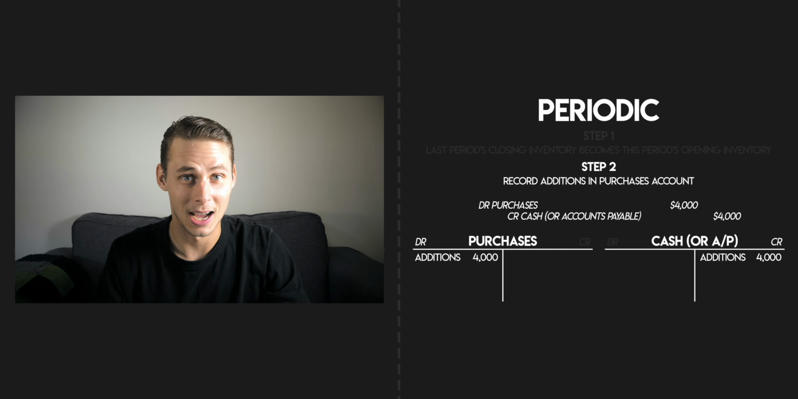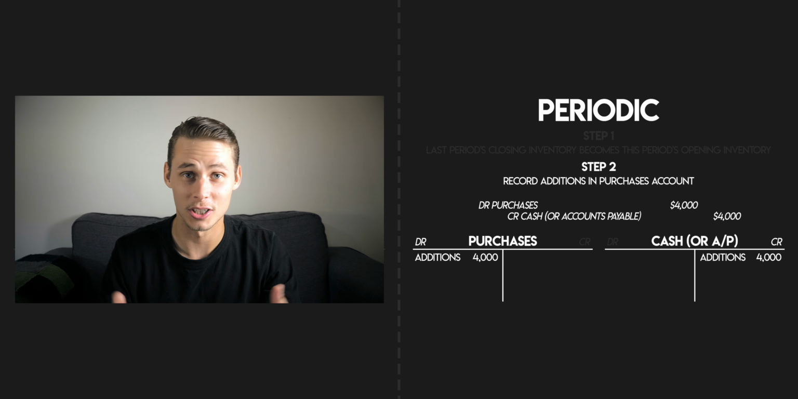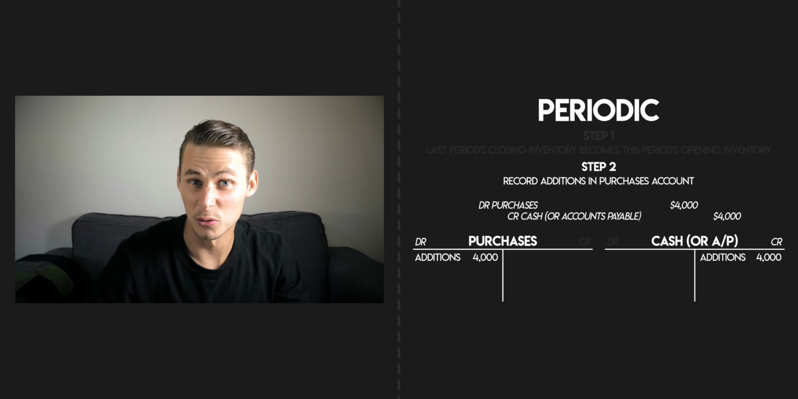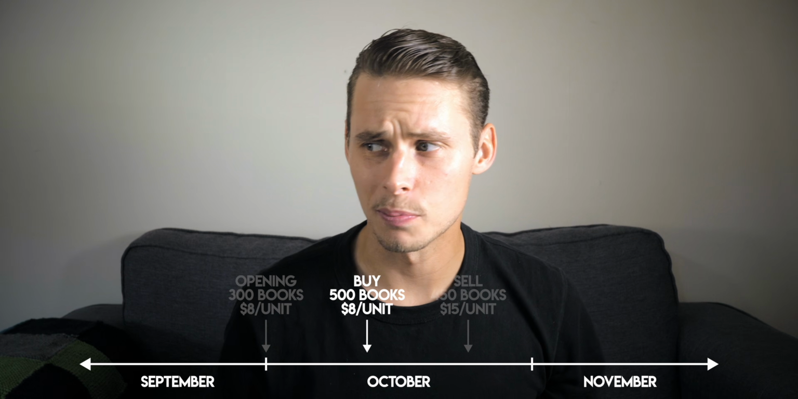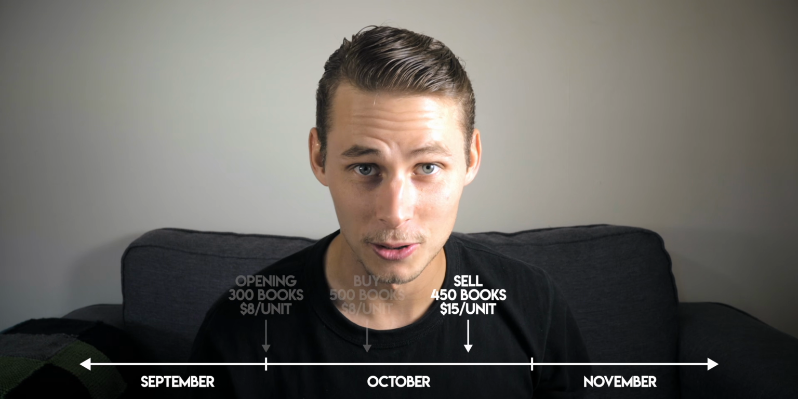The purchases account only exists under the periodic inventory system. It holds all of the inventory that you've purchased during a period. At the end of the period, this will get cleared out to zero. I'll show you how that works towards the end of this video. Which brings us on to step 3, how to recognize inventory sales.